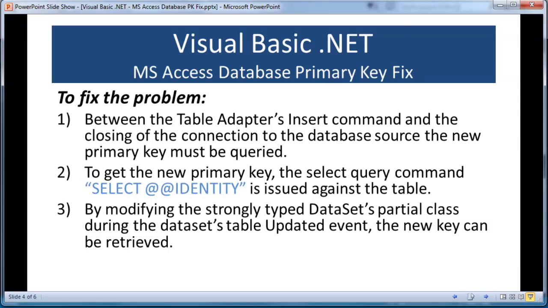By then modifying our strongly typed data set with a partial class, we can catch the table's updated event and issue the select @@identity command and retrieve that new key. Well, that sounds like a lot for those who are especially new to Microsoft Access and also dealing with Visual Basic.NET. But we'll see how that's done. And later on, as you develop your understanding, you'll see how easily this is taking place.